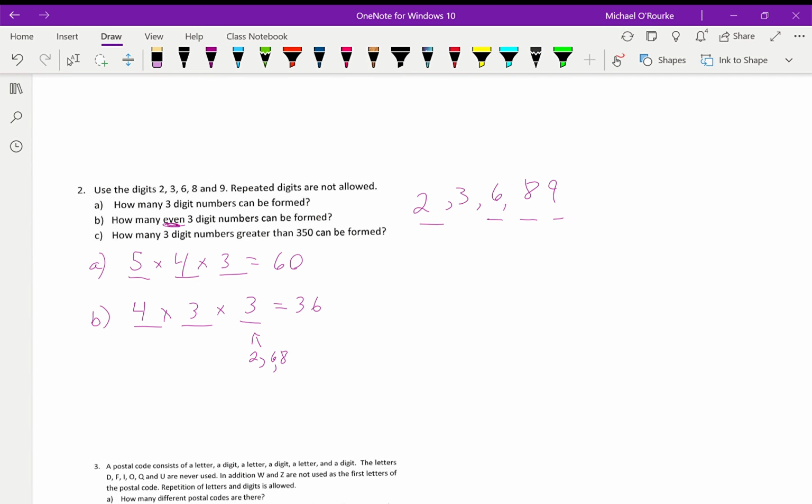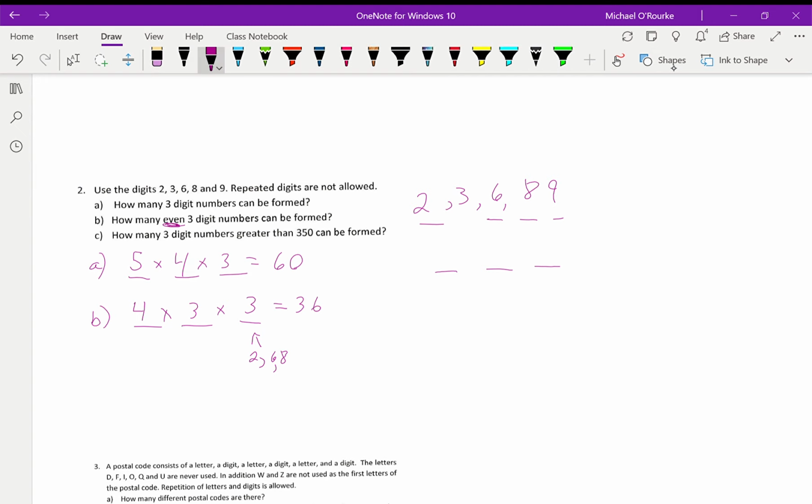So now our next one is a little more difficult. Three-digit numbers greater than 350. We kind of have two spots to go with here. We have two options. We have the option where you put a three here, three in the first number. Actually, let's start with the other option first. Let's erase all these.